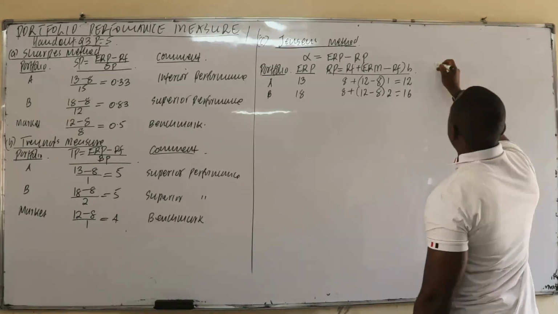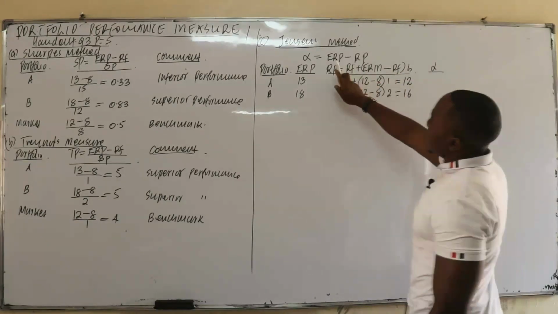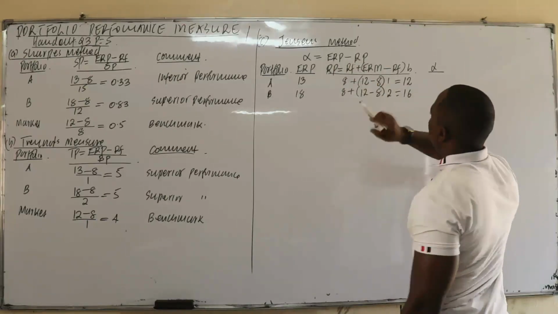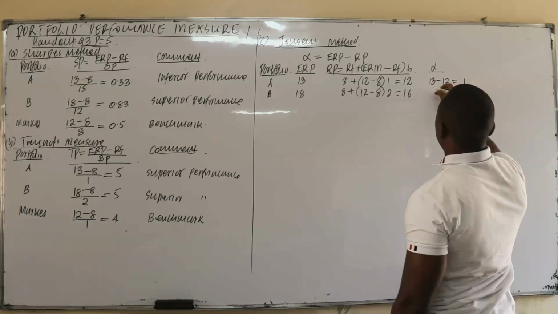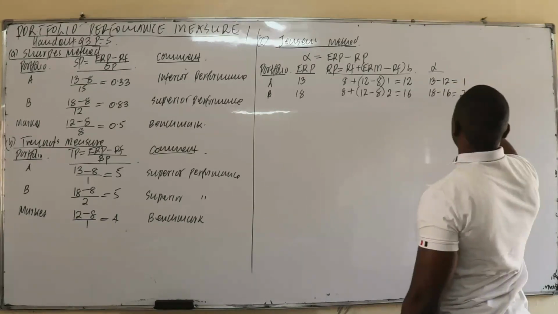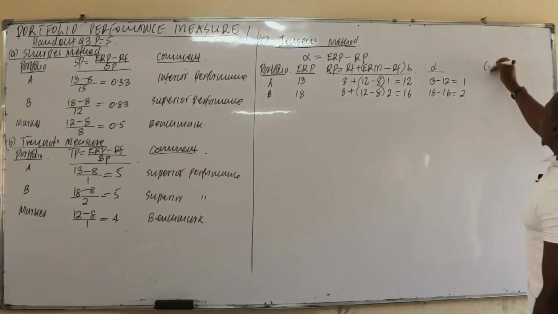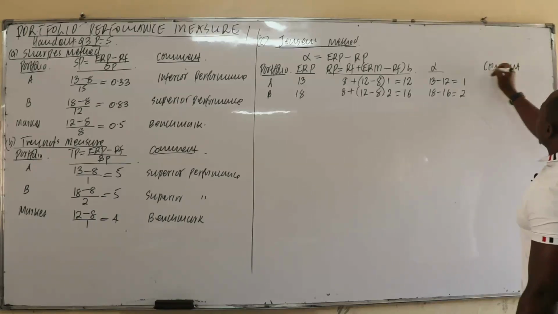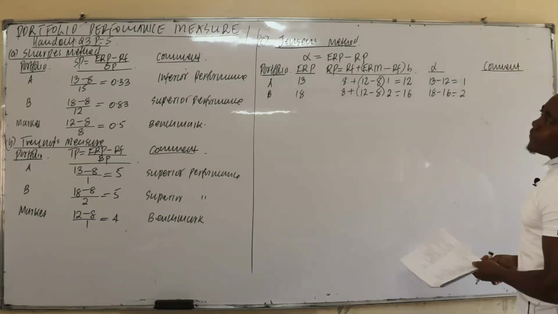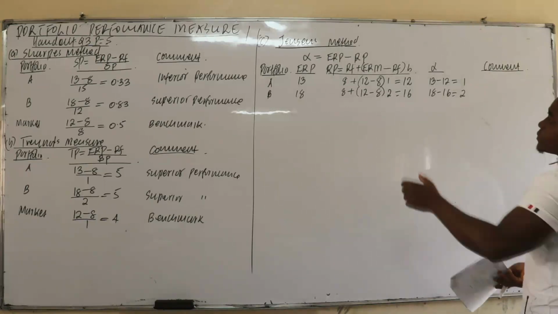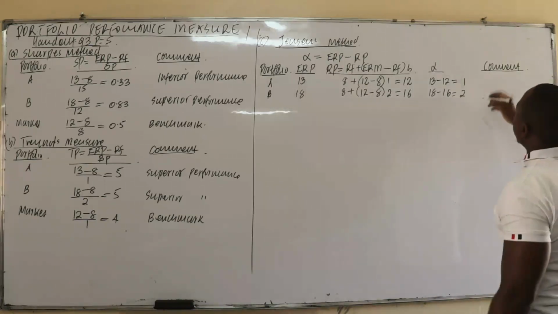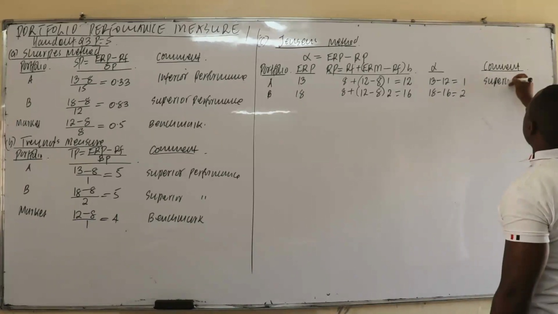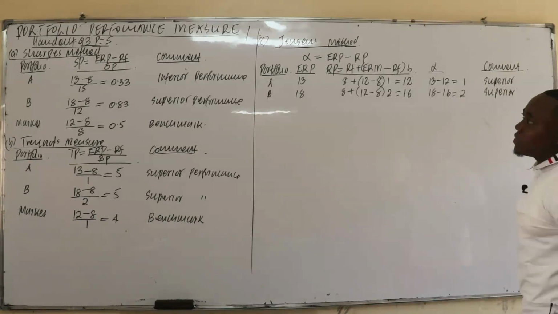Now let's get alpha. To get alpha, you take the expected return of the portfolio minus the return of the portfolio. It's going to be 13 minus 12, you get 1. 18 minus 16, you get 2. Now let's comment. If alpha is positive, that means the expected return is greater than the return of the portfolio. That shows there is a superior performance. Superior performance. Good. So you can copy now.